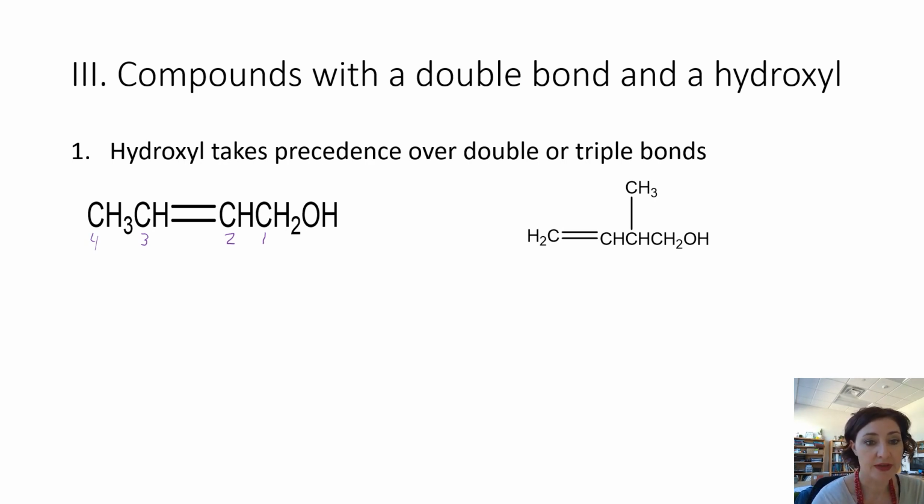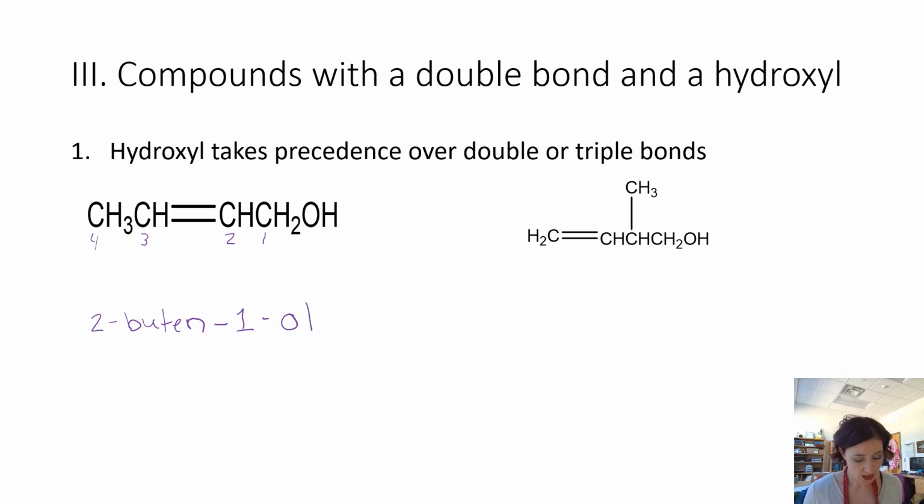So we have a double bond on position number 2 in a 4-carbon alkene. So this is butene. We're going to drop the E on this. We're going to give it a dash, and we're going to state the position of the OH group. So it's on carbon number 1, and then we end the word with an OL.